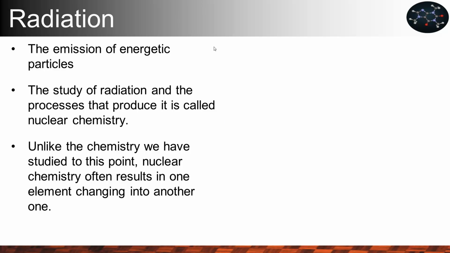Now, the main thing to remember about the basics of this chapter is that we have a process referred to as radiation. This means that certain particles or energy come out of the nucleus of atoms, with energy of their own, and that emission is referred to as radiation. The study of radiation and the processes that make radiation occur is referred to as nuclear chemistry, because all of these processes are typically happening inside the nucleus of the atom.